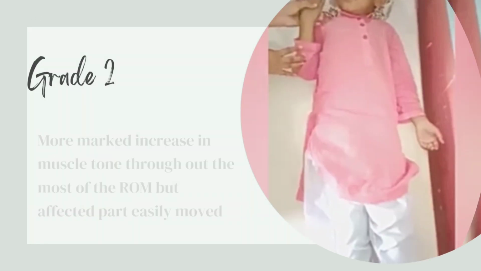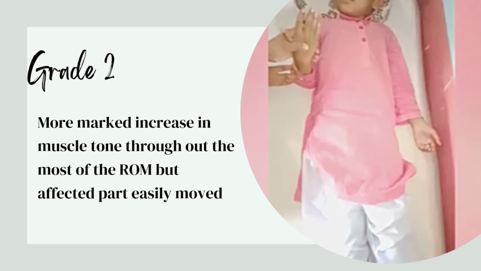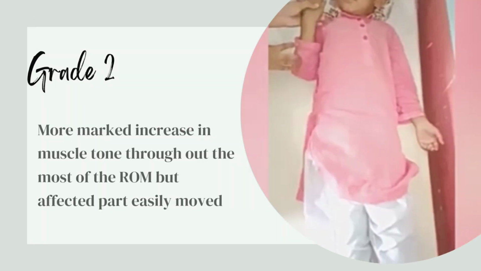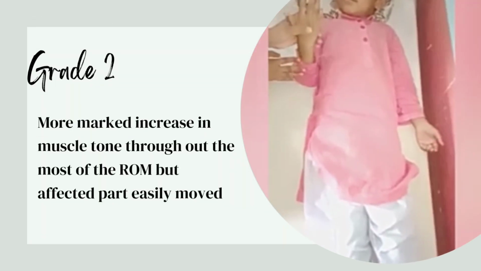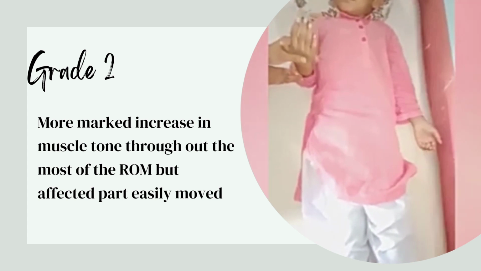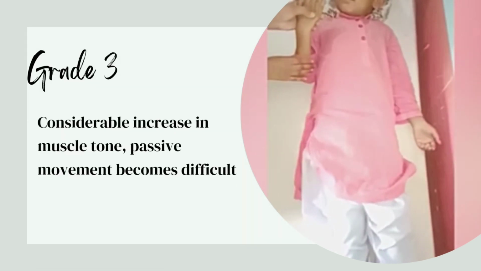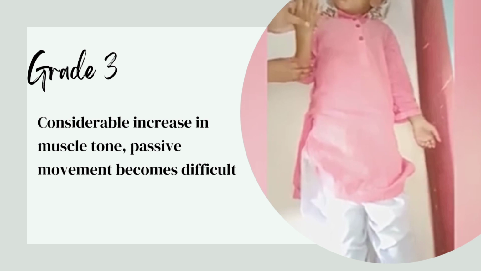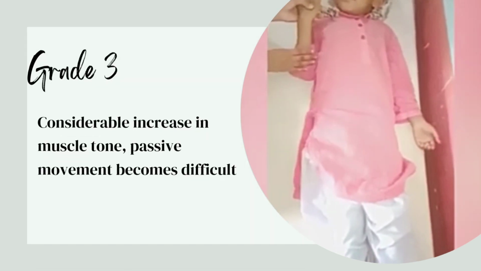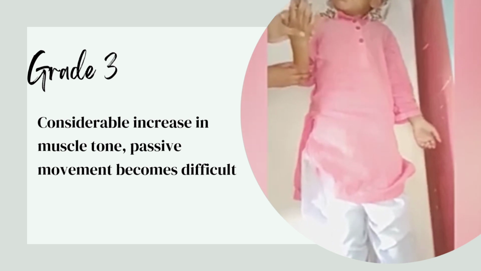In grade 2, we can see that there is a more marked increase in muscle tone throughout most of the range of motion, but the affected part can be easily moved. As we can see in this video, the part can be moved, but with more resistance compared to the one that we have seen before. Moving on, in grade 3, there is a considerable increase in muscle tone, in which passive movement has now become difficult. As we can see in this video, movement is possible, but it is much more difficult compared to the previous ones.